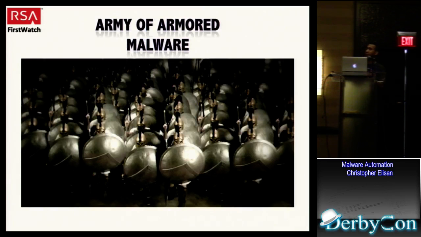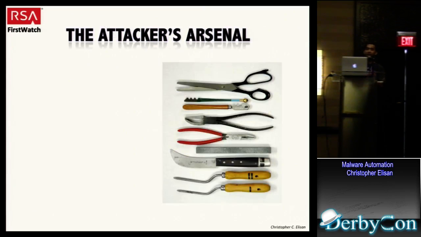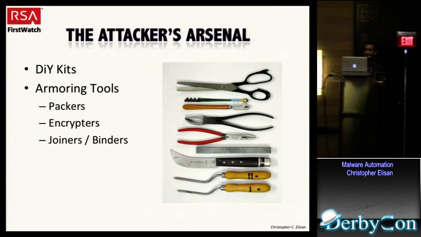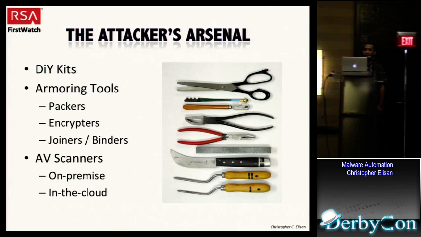All right, so what's enabling the attackers to create an army of armored malware? They have at their disposal DIY kits, armoring tools, packers, encryptors, joiners, and binders. They also use AV scanners or other security products as a form of quality assurance, which I will explain later. So let's first discuss the DIY kits.